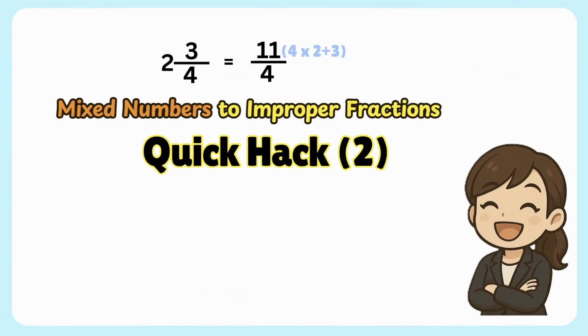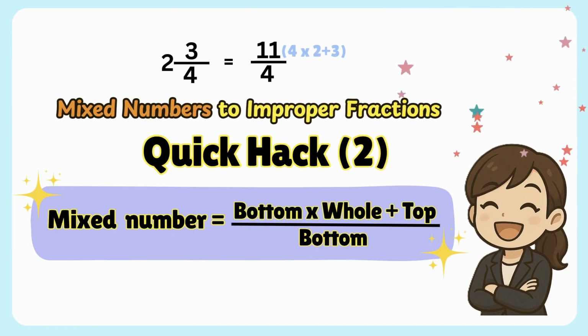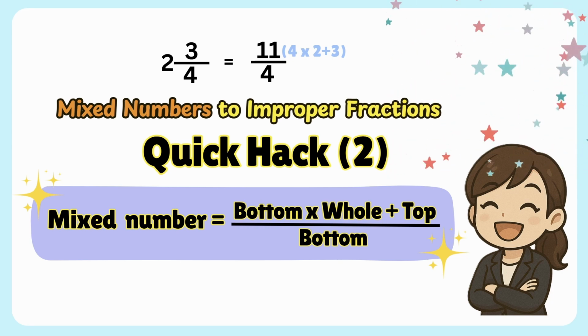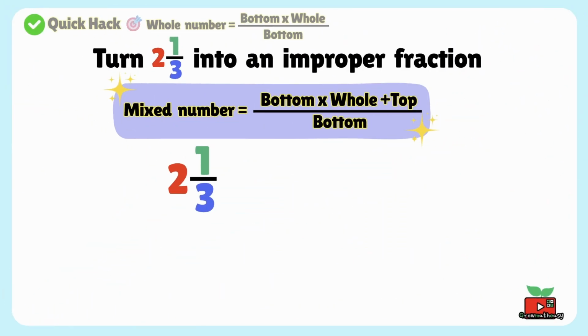Here's quick hack 2. To change a mixed number into an improper fraction, we keep the same denominator and the new numerator becomes the bottom number multiplied by the whole number, plus the top number. Let's turn 2 1/3 into an improper fraction.